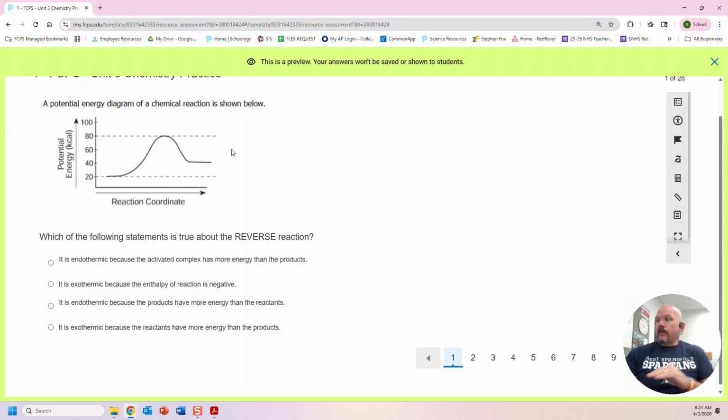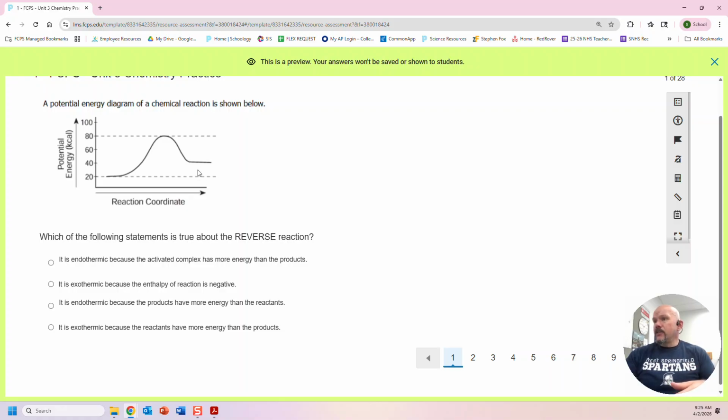But if we talk about the reverse reaction, this is the start of the reverse reaction. The reactants started at 40 kilocalories, and then the products finished for the reverse reaction at 20. So going this way, energy gets released. Energy gets lost to the surroundings, from the system to the surroundings. So the reverse reaction is exothermic. In this case, the forward reaction is endothermic, okay?